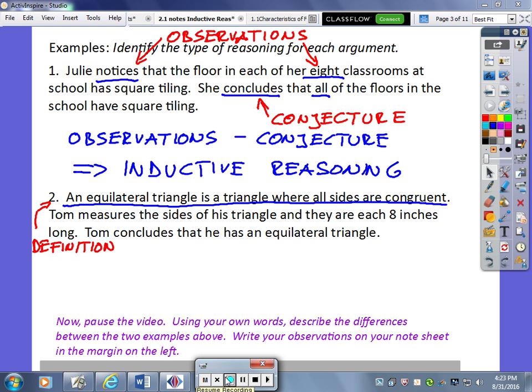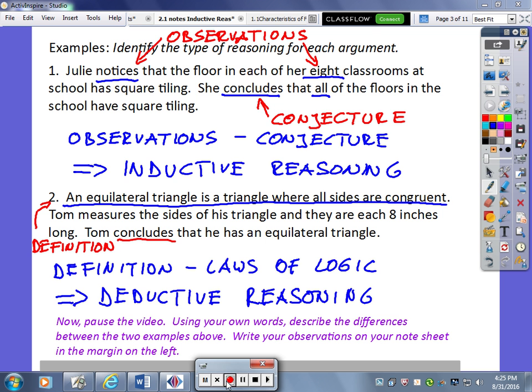Tom then goes ahead and measures his own triangle, realizes that it has indeed 3 sides that are 8 inches long, and based on that, Tom concludes that he has an equilateral triangle. Using one or more definitions and applying the laws of logic to them, this is what we call deductive reasoning.